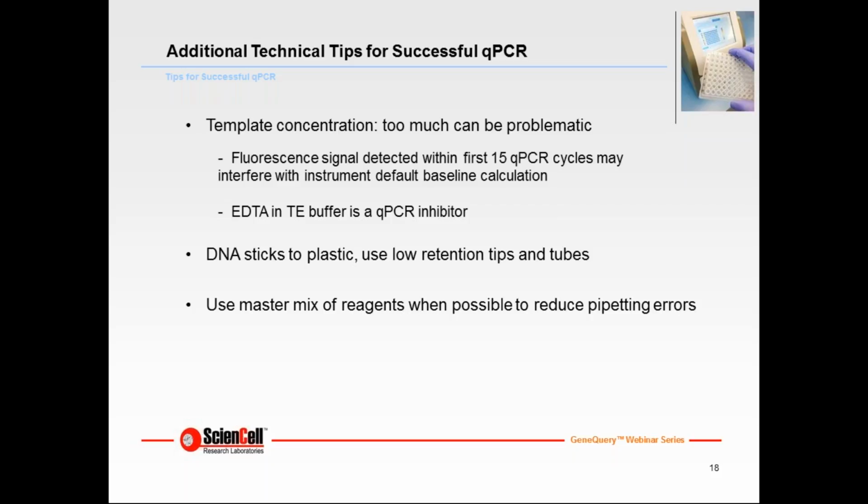Last but not least, use master mix of reagents whenever possible to reduce pipetting errors. For example, commercial SYBR Green master mix contains SYBR Green dye, DNA polymerase, buffer, dNTP, and water. And you can further mix this SYBR Green master mix with your cDNA template, primers, and water when it's feasible to do so. This will make your data more consistent and reliable.